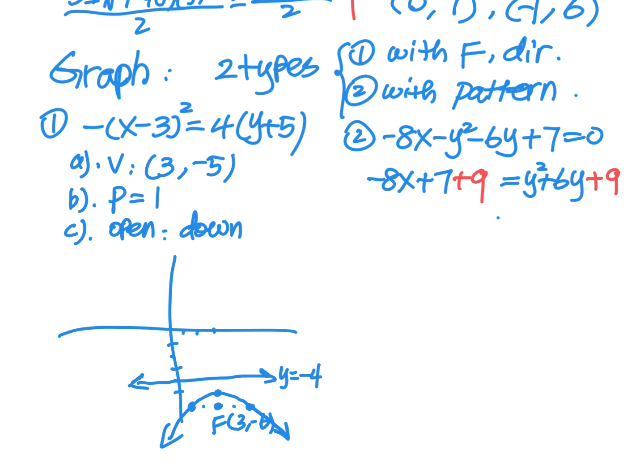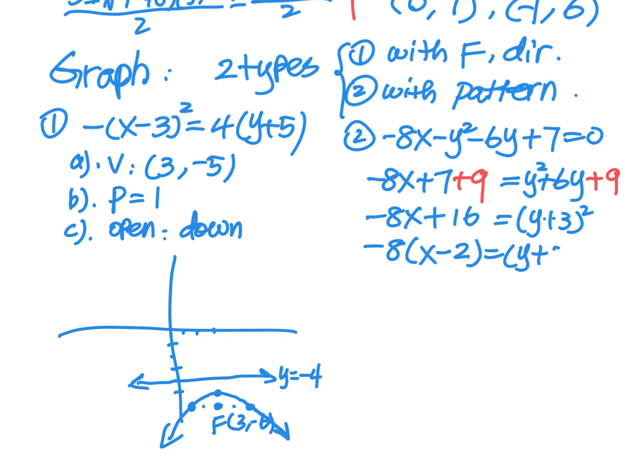And then you get y plus 3 squared. And this side will be negative 8x plus 16. So you factor out the 8. x minus 2 equal to y plus 3 squared. So don't forget about the completing the squares.